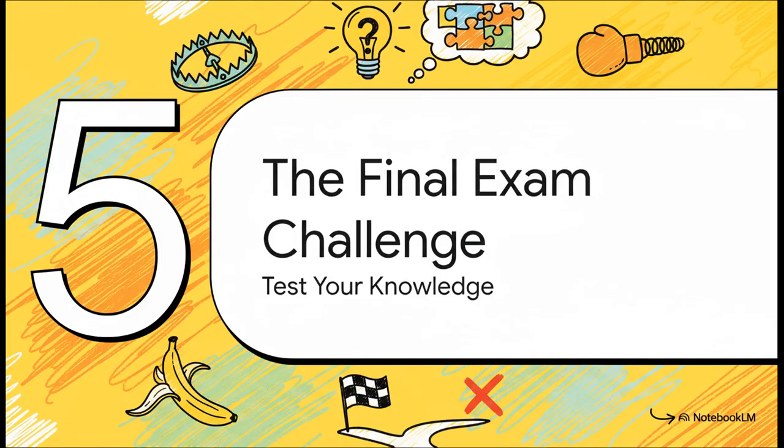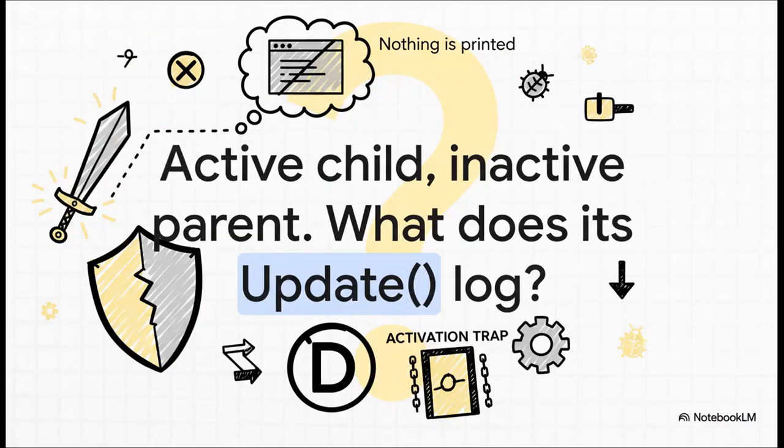Okay, you've learned the rules, you've seen the traps. Now it's time to put it all to the test. Let's do a quick final challenge with a few questions that feel like they're ripped straight out of the real exam. Question number 1. You have a sword object, and its little active checkbox is ticked, but it's the child of a parent object that's turned off. A script on the sword tries to log a message in Update. What shows up in the console?